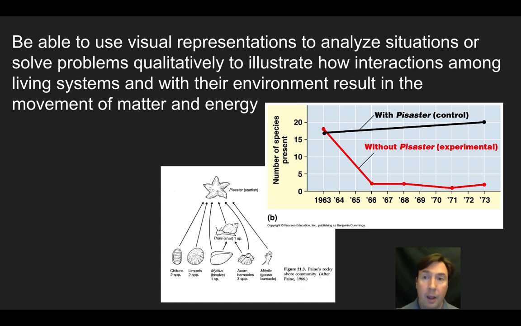And this is what we see. In the control environment, the number of species that are present is really high. And in the area without, it's really low. So what do we think is going on with these sea stars?